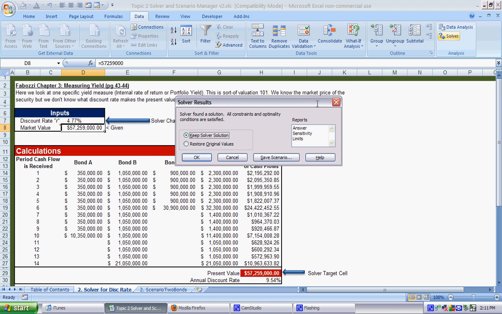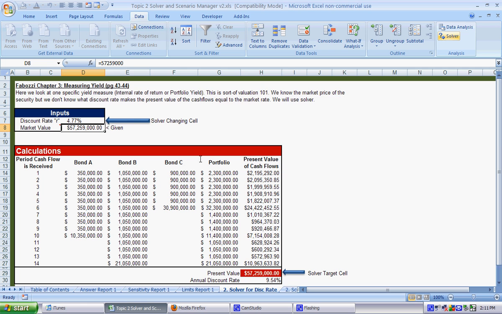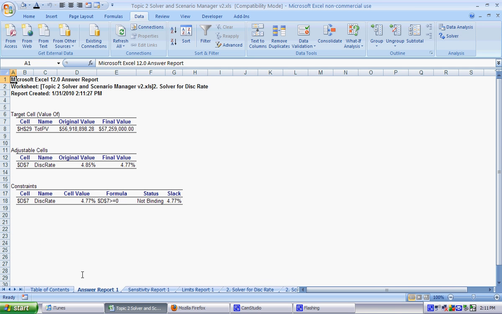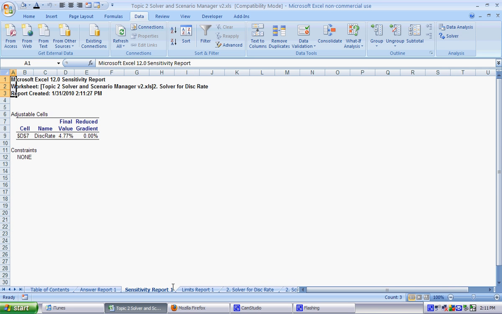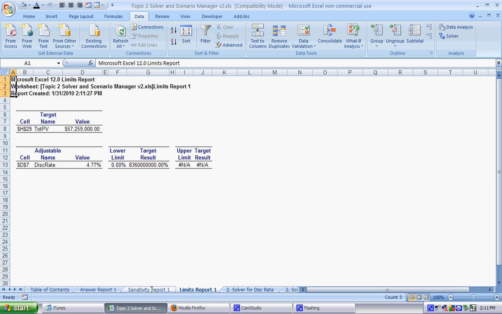We just press solve, and as you can see, 4.5 wasn't right, 5 wasn't right, 4.85 wasn't right, and then it found that 4.77 was the correct discount rate. In the homework it says to make sure you click these 3 reports, and although it doesn't help you that much for this simple Solver example, for more complicated ones you can look through the answer report, the sensitivity report, and the limits report.